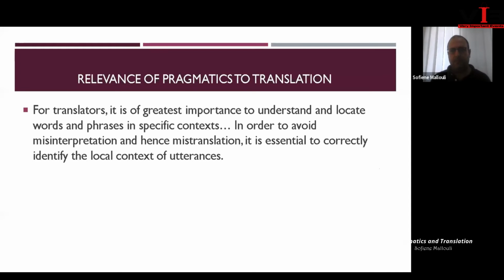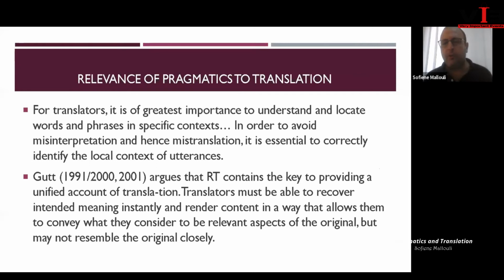And finally, Gutt argues that the relevance theory, which we one day will be talking about, contains the key to providing a unified account of translation. Translators must be able to recover intended meaning instantly and render content in a way that allows them to convey what they consider to be relevant aspects of the original, but may not resemble the original closely.